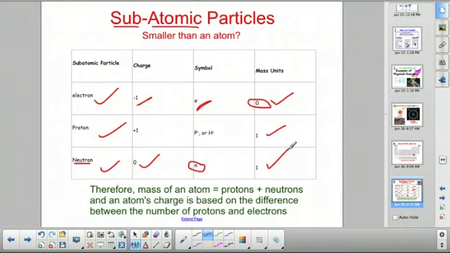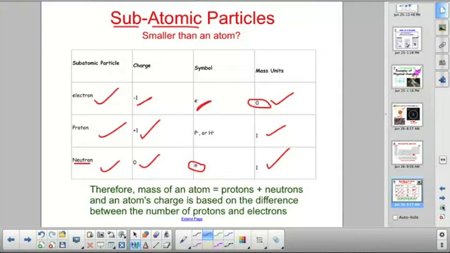Okay, so what does that mean? Well, what that means, therefore, the mass of an atom is going to equal its protons plus its neutrons. And an atom's charge, notice we talked about this here, electrons have a -1, protons have a +1, is based on the difference between the number of protons and electrons. Let me give you an example. If an atom has 10 protons and only 9 electrons, then that atom will have a +1 charge. Similarly, if an atom has 9 protons and 10 electrons, then the atom will have a -1 charge. Okay? That's how it works.